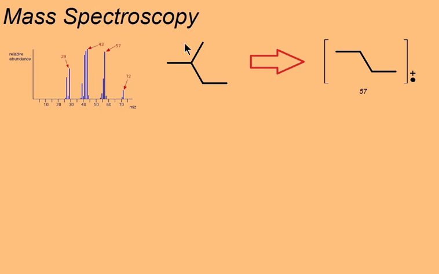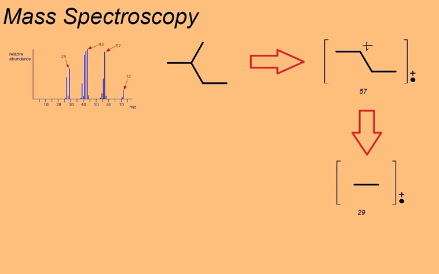For example, if we lose this methyl group, we produce a secondary carbocation. A secondary carbocation is more stable than a primary carbocation. The molecule breaks up further, breaking the carbon-to-carbon bond next here to give us this ethyl group again.